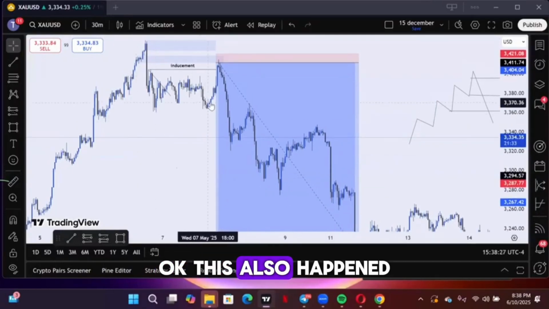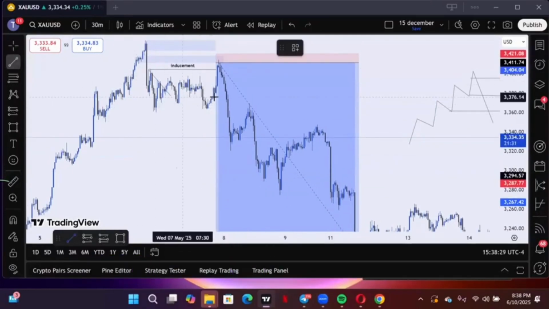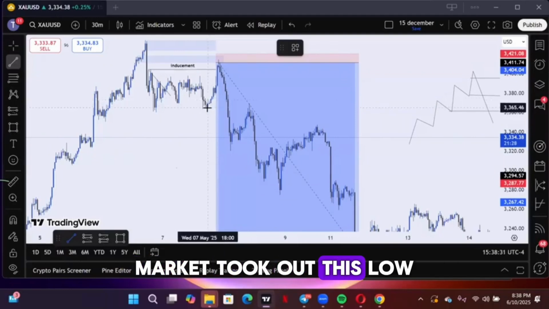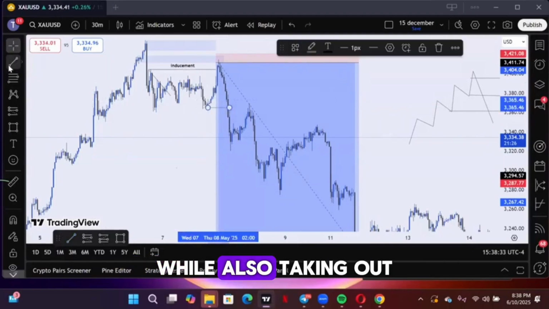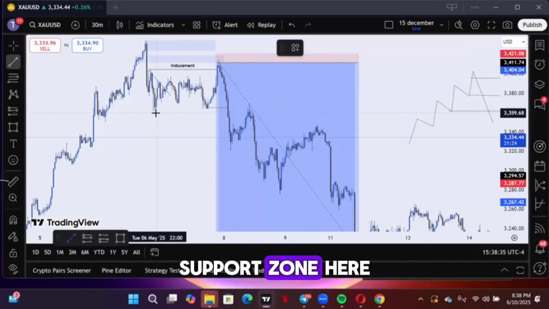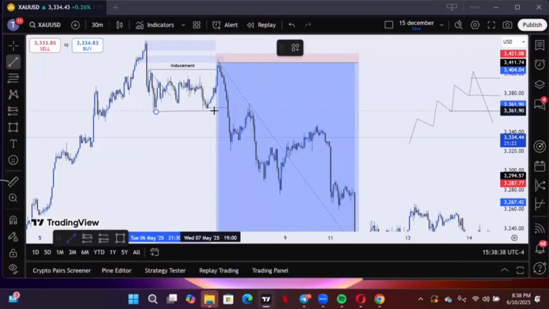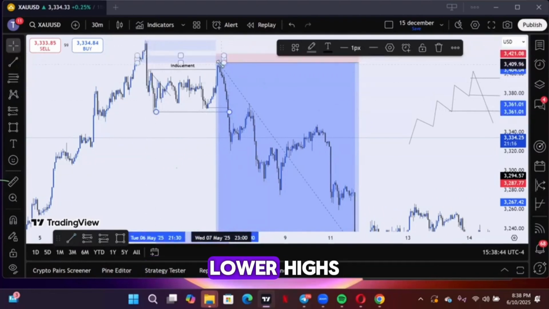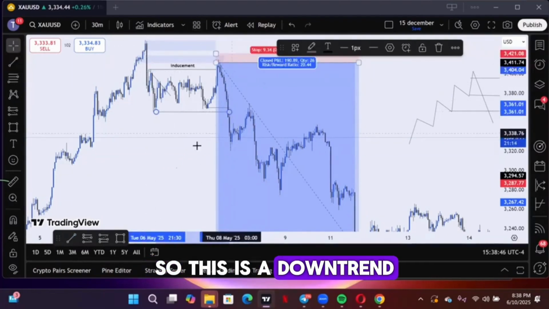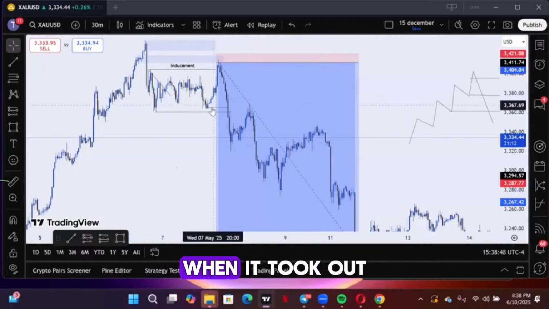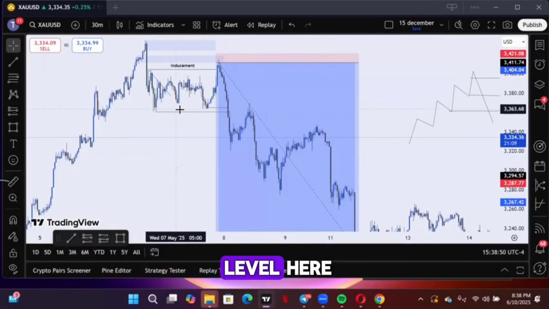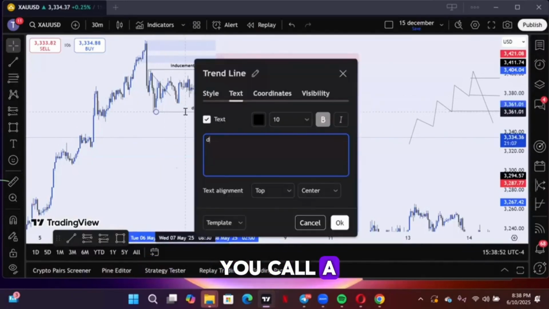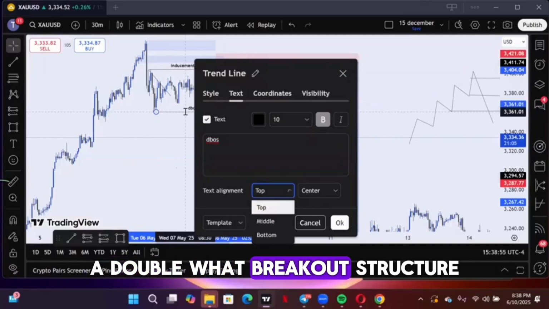Okay. This also happened for a double break of structure. Market took out this low while also taking out the previously existing support zone here. So this already is a downtrend, lower highs, lower lows, lower highs, lower lows. So this is a downtrend. The market made a double break of structure here when it took out this low and this existing support level here. So this is what you call a DBOS, a double break of structure.